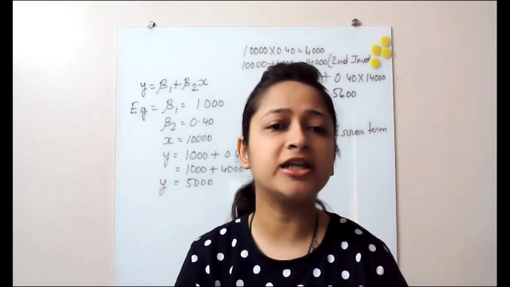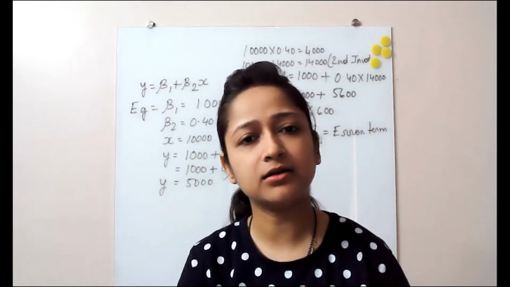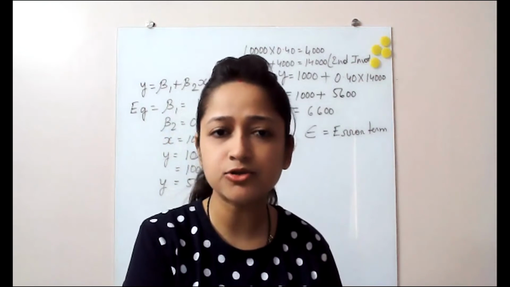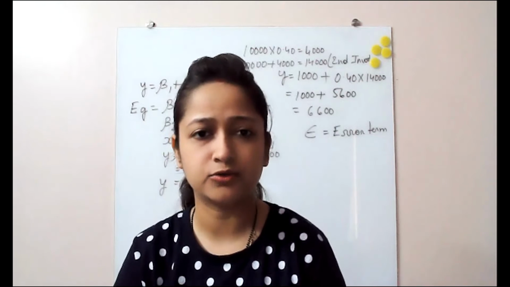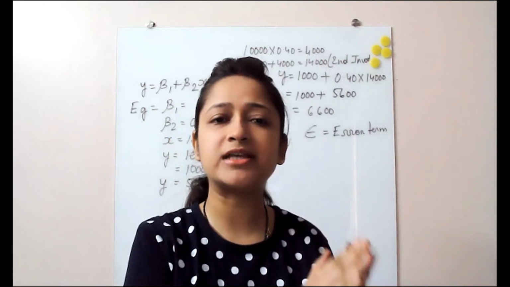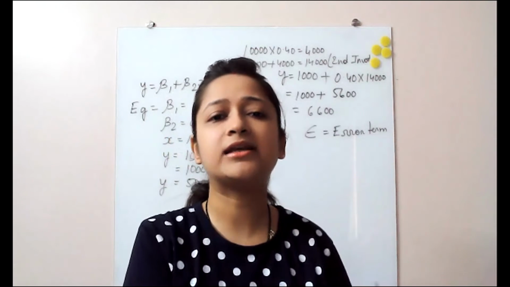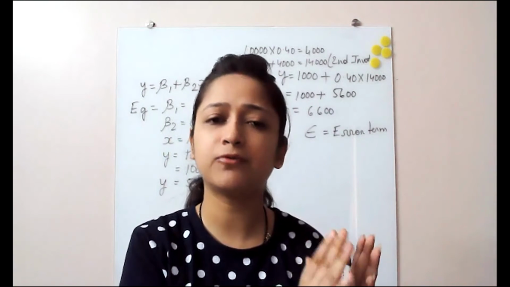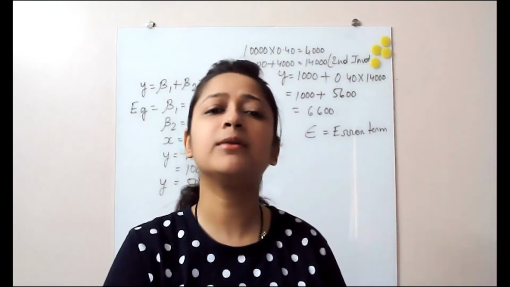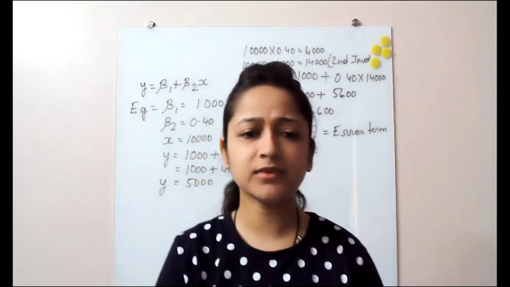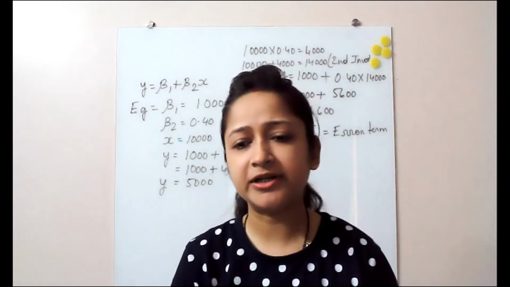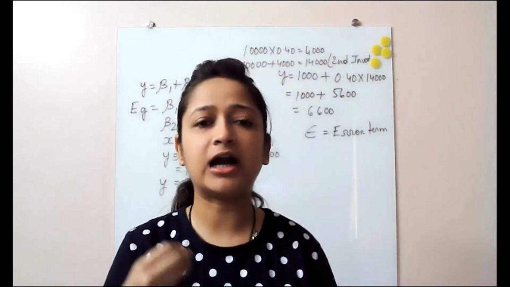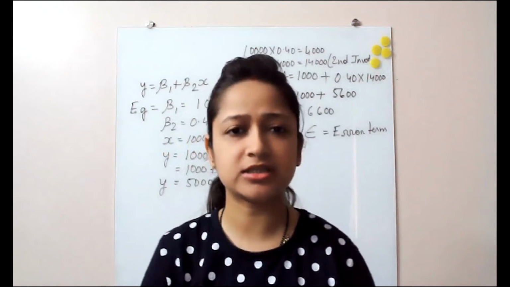So in our prediction, there must be some error because we have predicted that if we invest 10,000, we will earn 5,000. If we invest 4,000 more, so our total investment is 14,000, our profit will be 6,600. So maybe our prediction has some error because definitely we can't earn exactly 6,600.